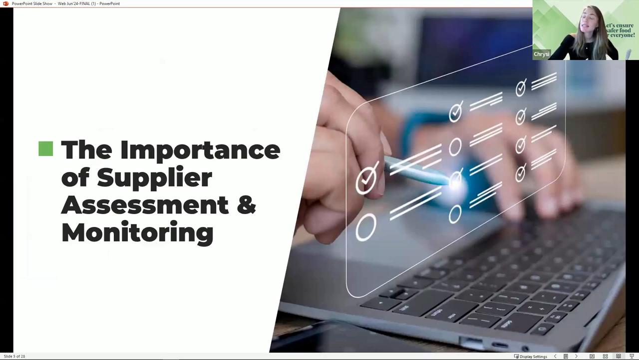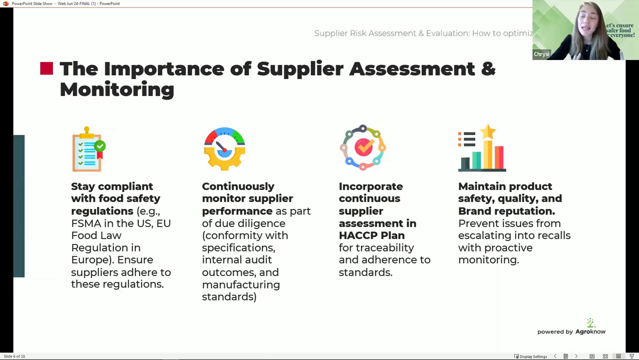So in this section, we will discuss the importance of supplier assessment and monitoring and what we mean by that. It is, of course, extremely essential for companies to stay compliant with food safety regulations. For example, in the United States, companies must adhere to the Food Safety Modernization Act, the FSMA. In Europe, companies must comply with the European Food Law Regulation. These regulations are very well thought of and are designed to ensure the safety and quality of food products from farm to fork. But it is important to note that it is not just about the company itself adhering to these standards. It is their responsibility to ensure that their suppliers are also compliant. And this means conducting thorough assessments to verify that their suppliers meet the required food safety standards and, of course, continuously monitoring them to ensure ongoing compliance.